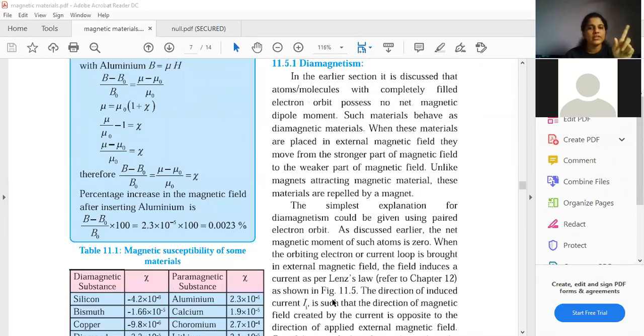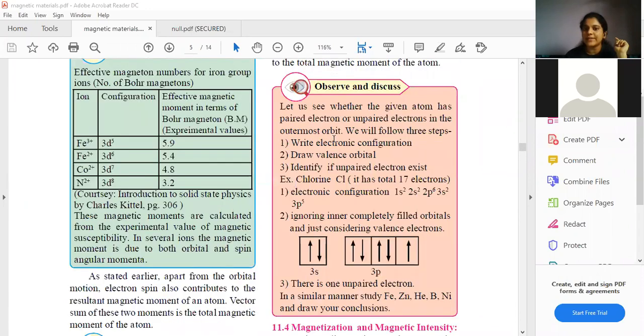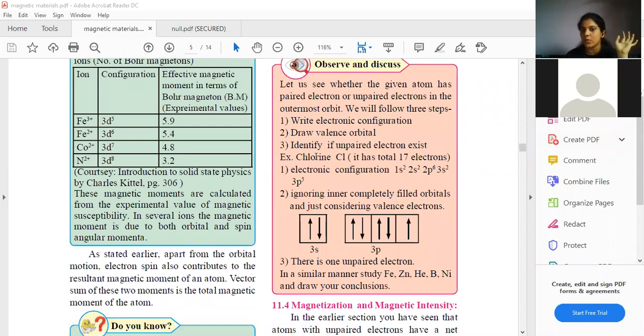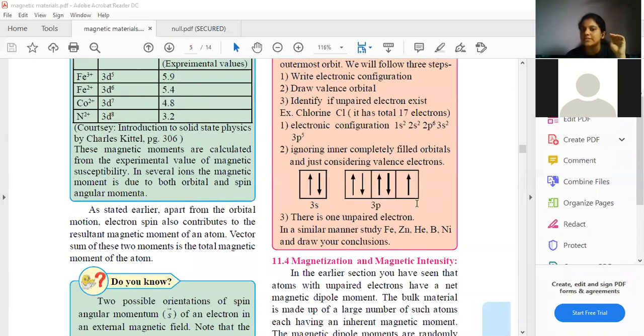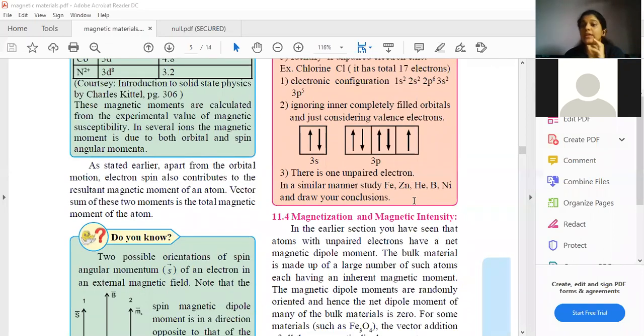Okay, fine. Now students, if you all remember, this pink colored box that we did was done in the previous lectures. Here you can see they have written the configuration of chlorine. The electronic configuration and the valence orbital are there, and they have shown the electrons of the valence orbital. There was one point that we concluded: if there is an unpaired electron, then it possesses magnetic character, or it possesses a magnetic dipole moment.